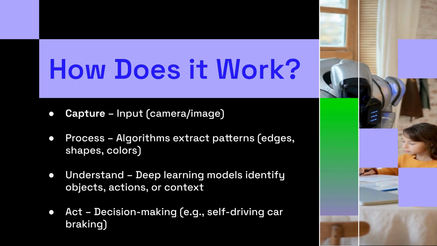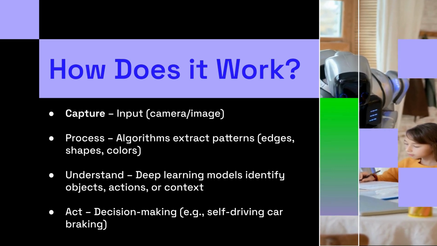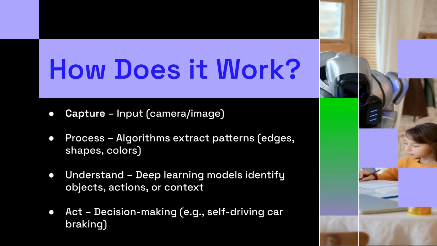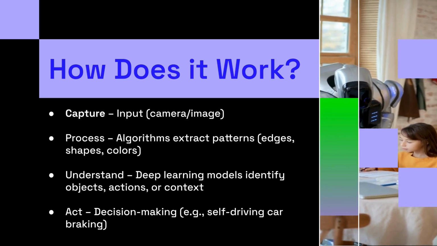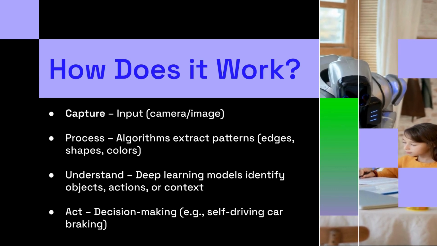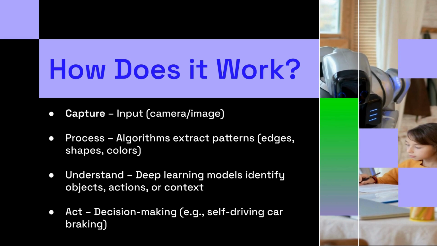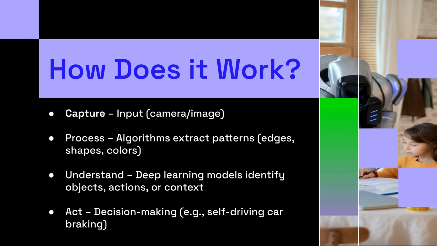Second step is process. The raw image is just millions of color dots called pixels, and algorithms process this, detecting edges, shapes, textures and colors. Think of it like the first step when our brain notices outlines and contrast.